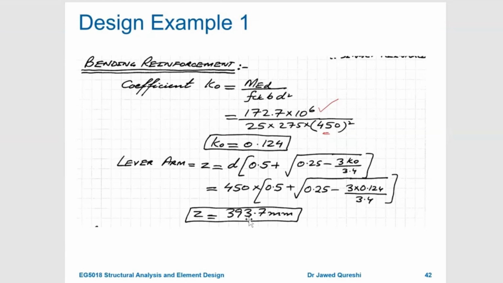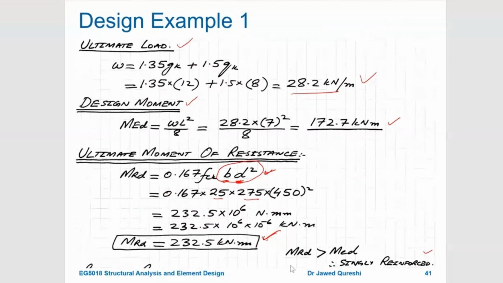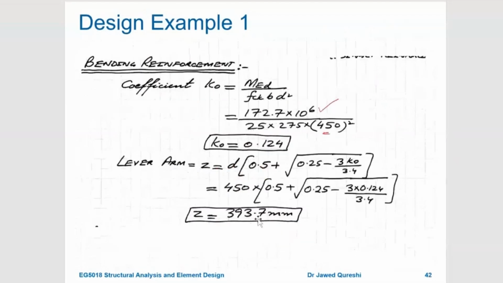393.7. Now remember that if you get some kind of strange value for this lever arm, you can check it. You can see that the overall height is 500, D is 450. So certainly the lever arm, the force being somewhere at the top and then at the center of this steel reinforcement, has to be less than 450. If it's coming out to be more than 450, it means that you have made a mistake somewhere. So this is how you check it. It comes out to be 393, which is fine, which is less than 450.